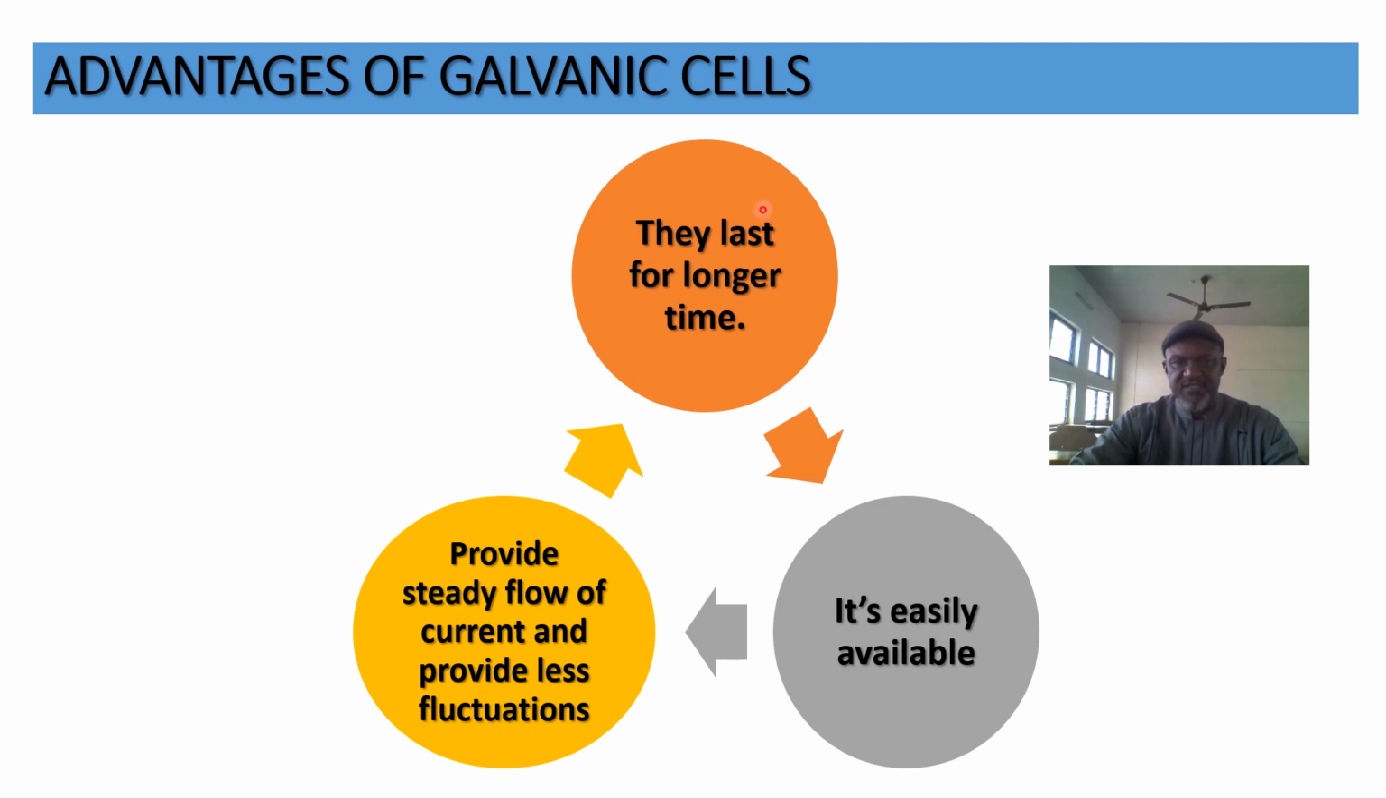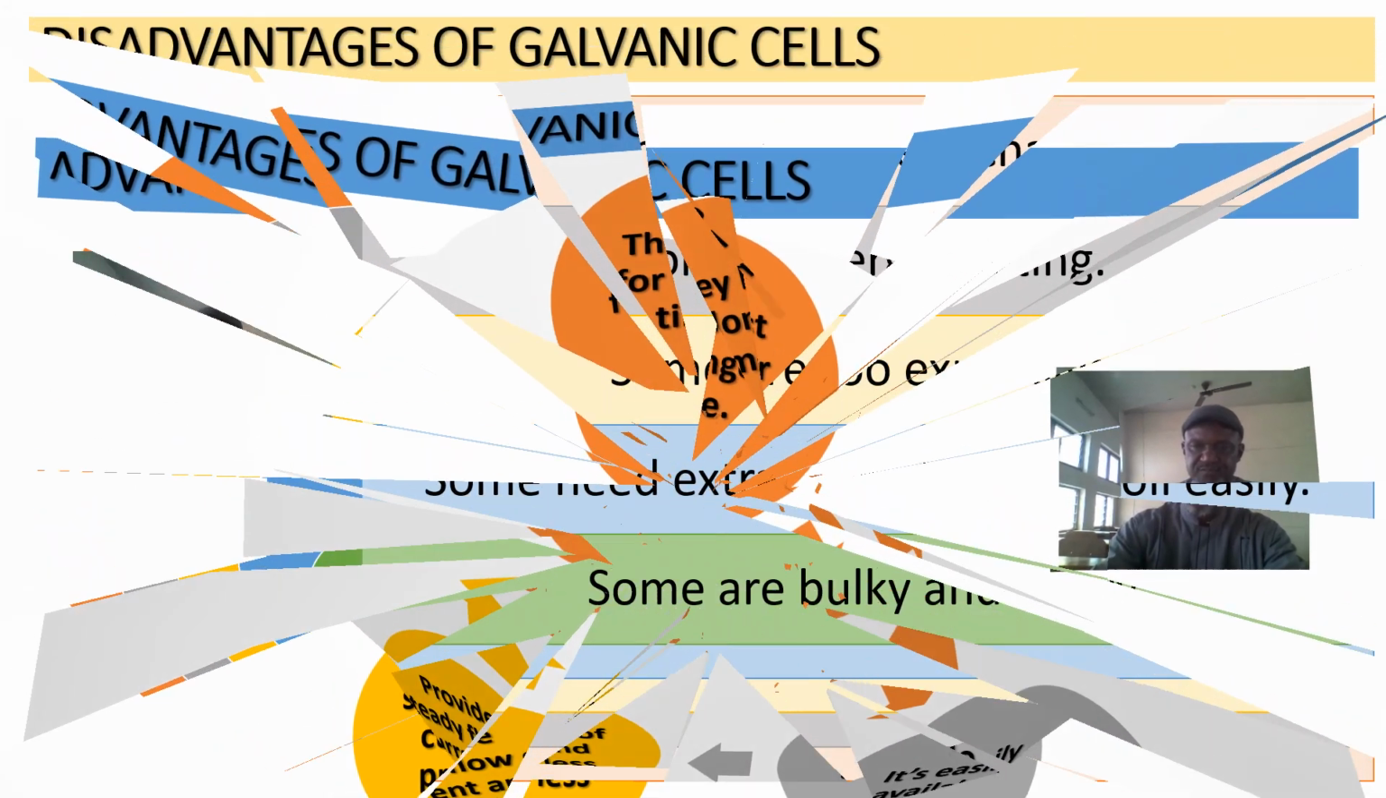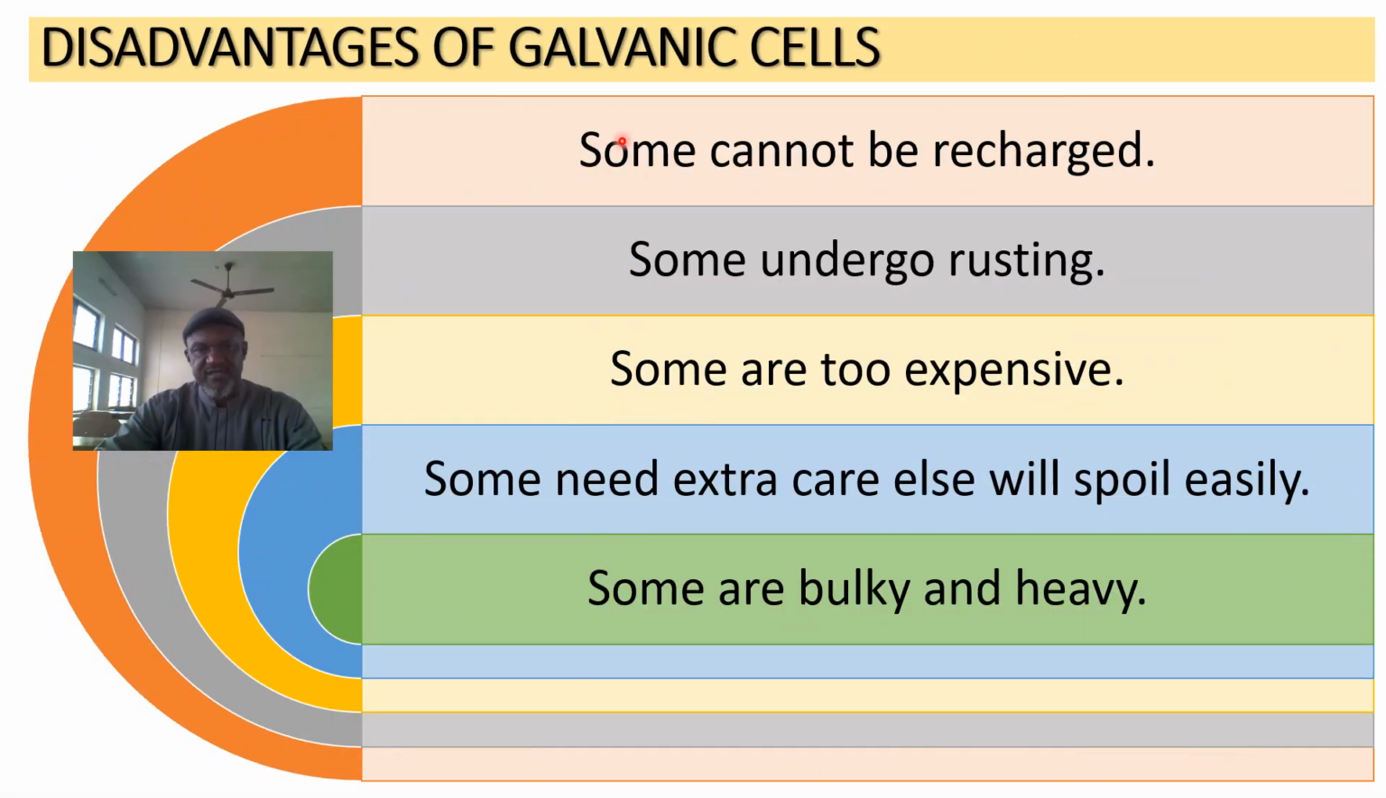These are the advantages. They last for a longer time. They are easily available. They provide steady flow of current and provide less fluctuations. Because they have disadvantages, some of them cannot be recharged. Some undergo rusting. Some are very expensive. And some need extra care as they will spoil easily. And some of them are bulky and heavy.